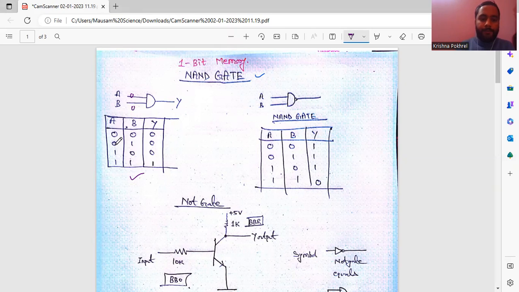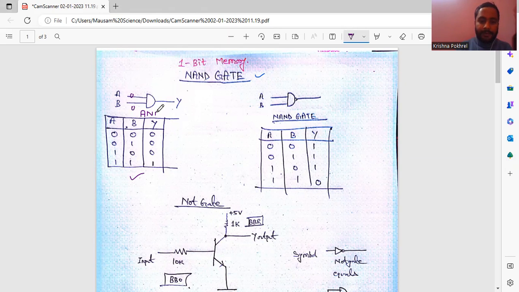If A and B are 0 and 1, then the output will be 0. If 1 and 0, the output will be 0. If 1 and 1, the output will be 1. So let us remember what type of output we get from this AND gate. Sorry, this is the AND gate; I forgot to write AND gate here, so I'll mention it over here.